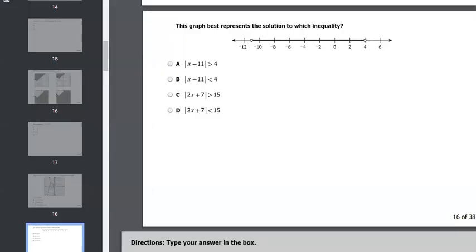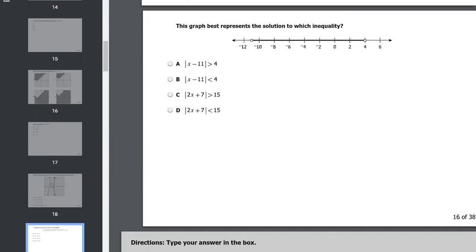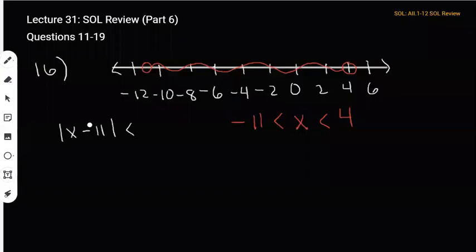So this one is kind of backwards. What we're going to do is we're going to go through each one of these and see which one best matches up. Let's look at A first. I've got x minus 11. The absolute value is less than, greater than 4. My bad. So for this one, yeah, this would be wrong. Why is that?